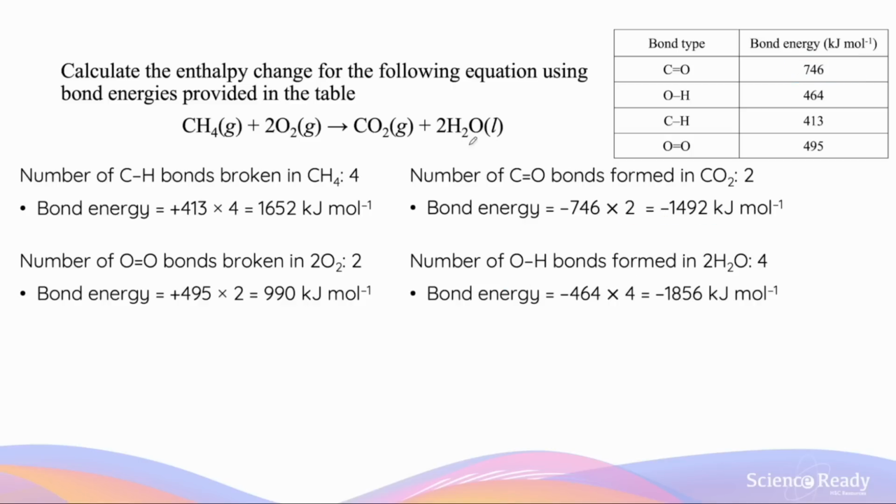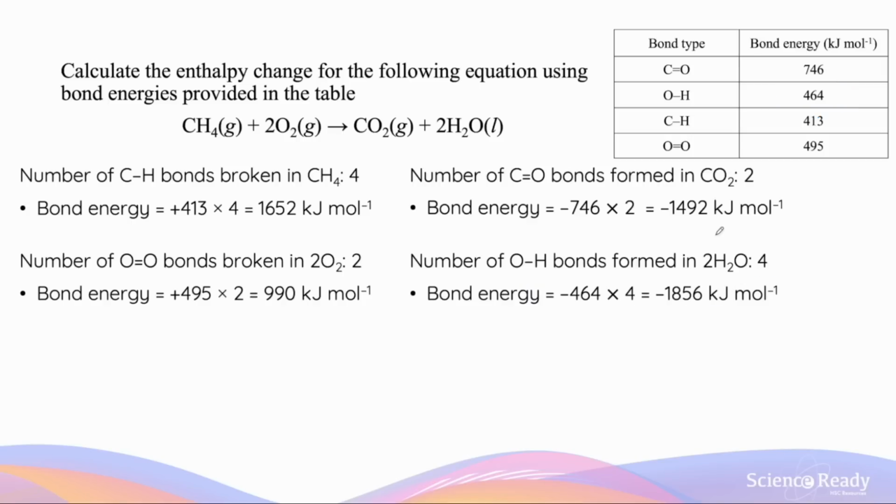When we're forming the 2 molecules of water, we'll be forming 2 oxygen to hydrogen bonds in 1 molecule, and therefore multiplying that by 2, we'll get a total of 4 bonds in 2 moles of water molecules. So the bond energy here will be minus 464 times 4, which gives minus 1,856 kilojoules for the 2 moles of water that's being formed.